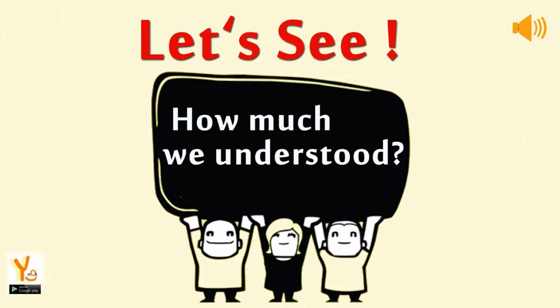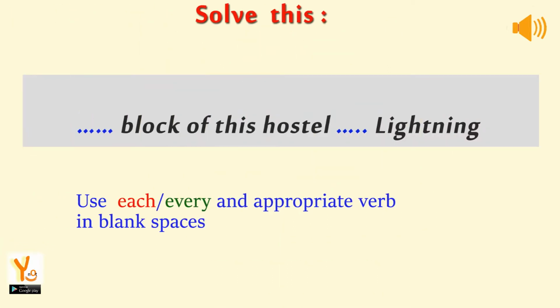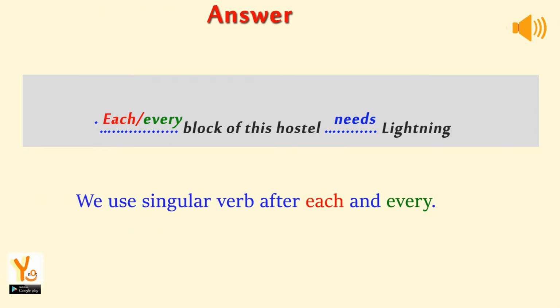Let's see how much we understood. Solve this. Dash block of this hostel, dash lightning. Use each or every and an appropriate verb in the blank spaces. Answer. Each or every block of this hostel needs lightning. We use a singular verb after each or every.